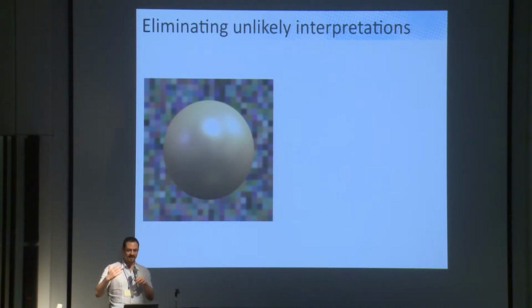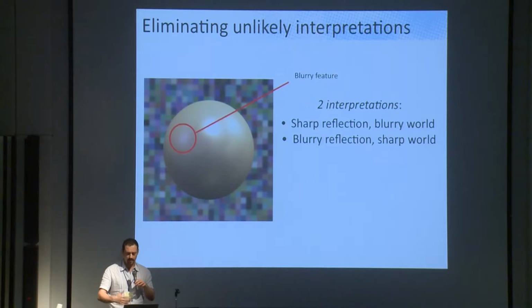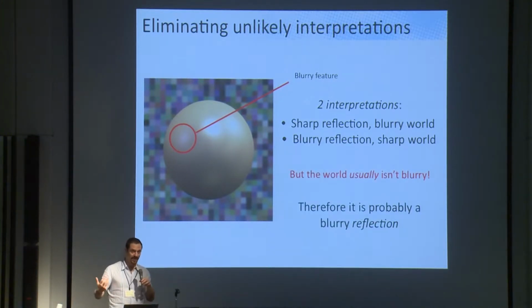So here's the basic logic. Suppose you're confronted with this image here. It's cropped out from its surroundings, so you have no additional information about the illumination. And what I would argue is the brain has learned a kind of heuristic association. It says, here's a blurry feature in the image. There's two kinds of interpretations you could have. It could be a sharp reflection of a blurry world, or it could be a blurry reflection of an inherently sharp world. And the visual system can then bring to bear some kind of statistical assumption.